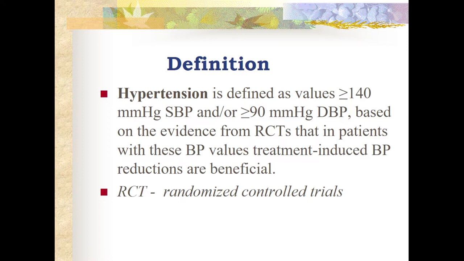And hypertension is defined as values more than 140 systolic millimeters of mercury and or more than 90 millimeters of mercury diastolic blood pressure, based on the evidence from randomized controlled trials that in patients with these blood pressure values treatment-induced blood pressure reductions are beneficial.